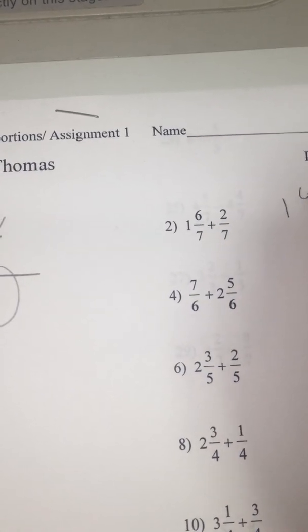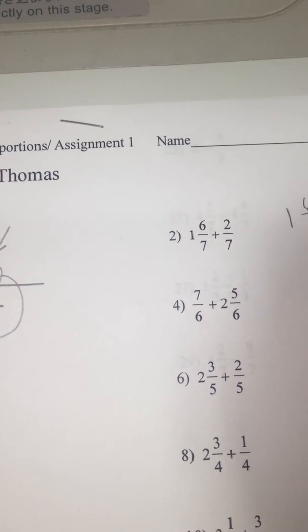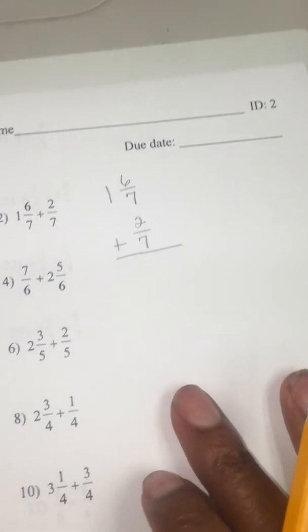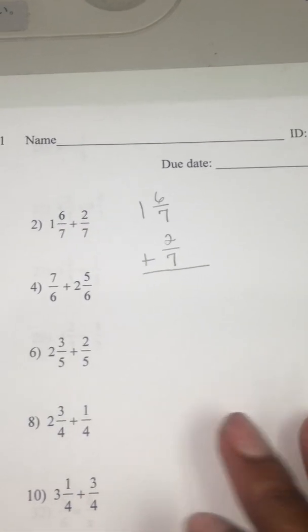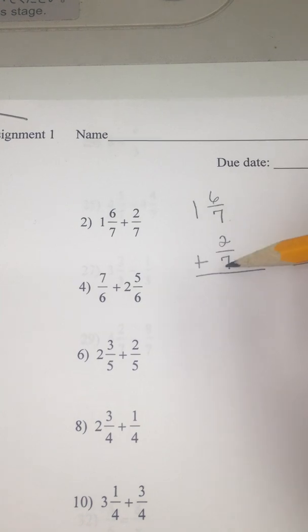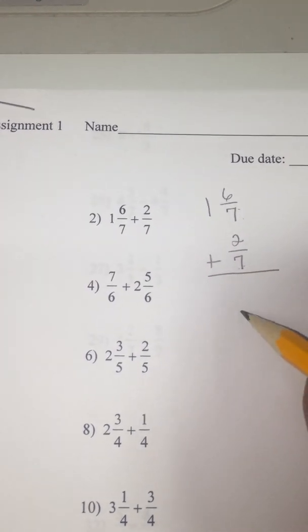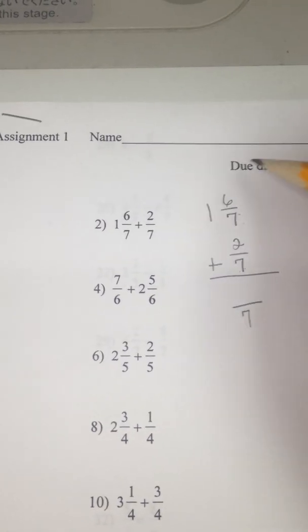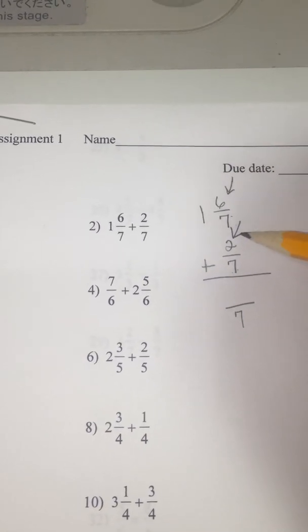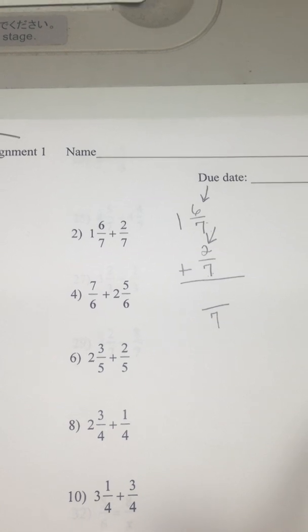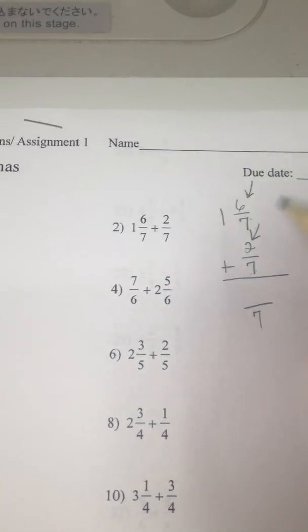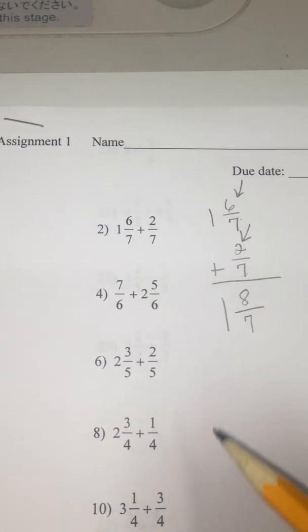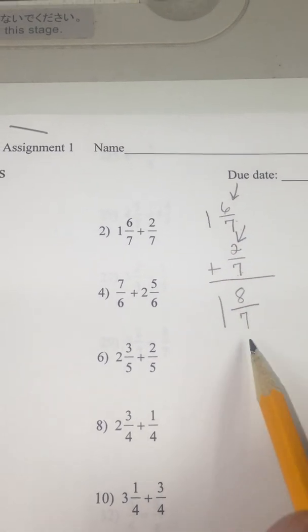I will write mine vertically for those students who may enjoy it vertically, and if you understand it horizontally, that is absolutely fine with me as well. These are like denominators, so you leave the 7 alone, leave the denominator just like it is. We're going to add the numerators. So 6 plus 2 is 8, and you bring down your whole number 1. Well, I have 1 and 8/7.